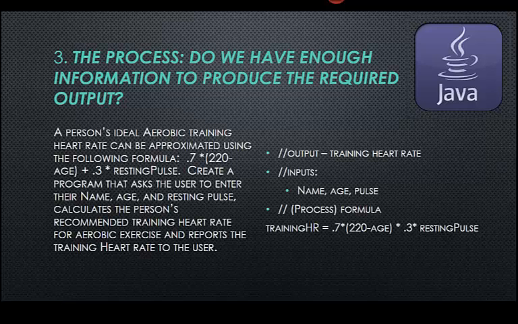According to our formula, in order to calculate the training heart rate, we need to know the person's age and resting pulse. We see that we do get that information from the user as input, so we should be good to go. Our process code will consist of the formula to calculate the training heart rate based on the inputs provided.